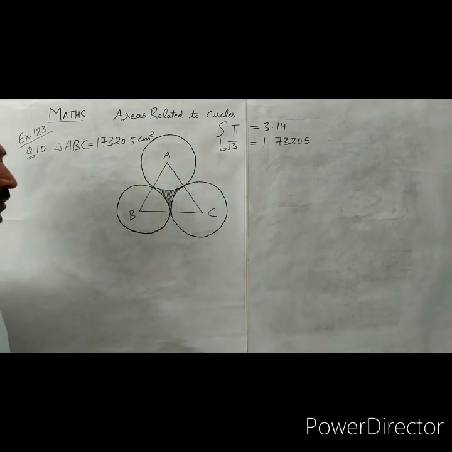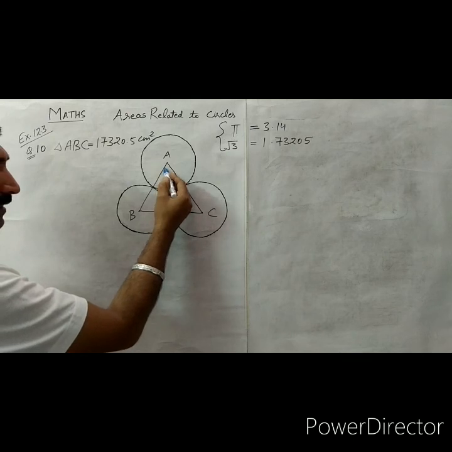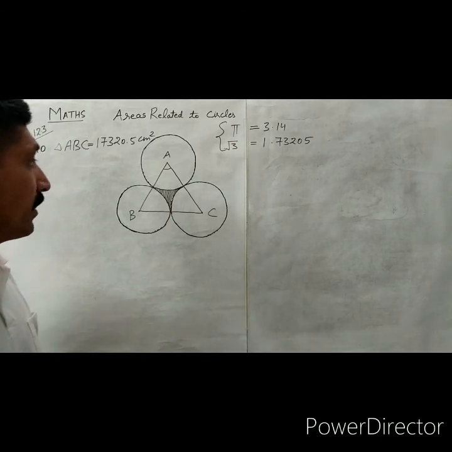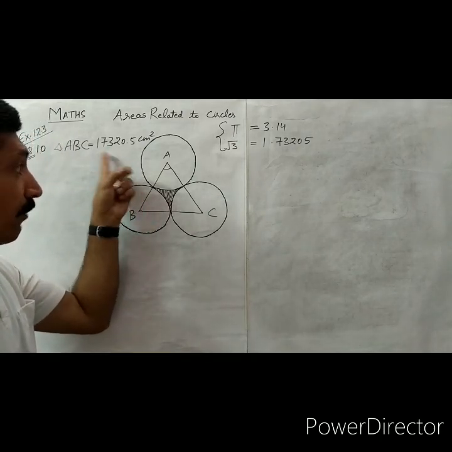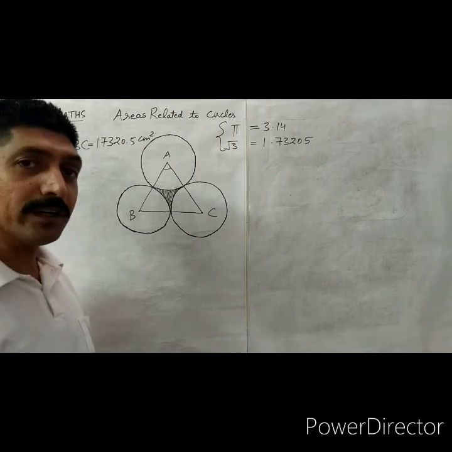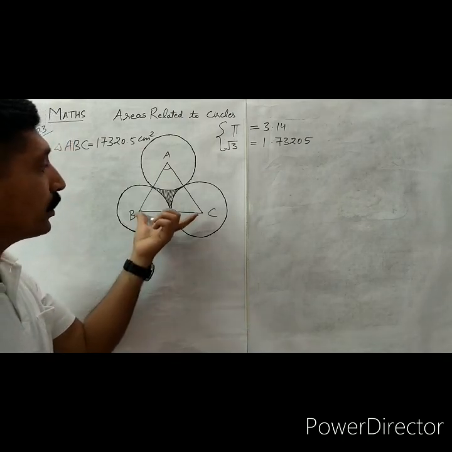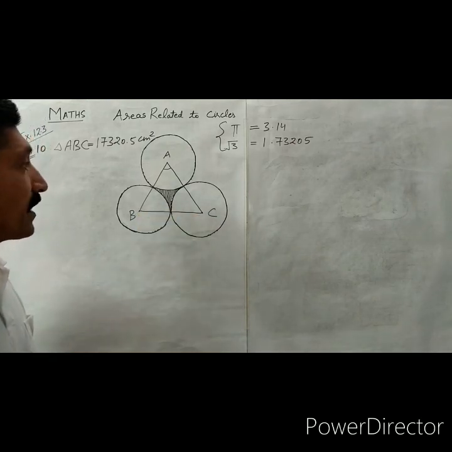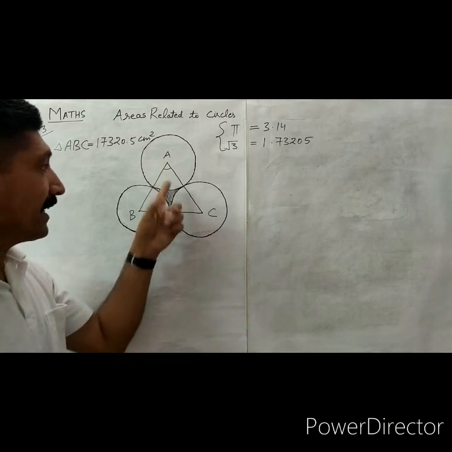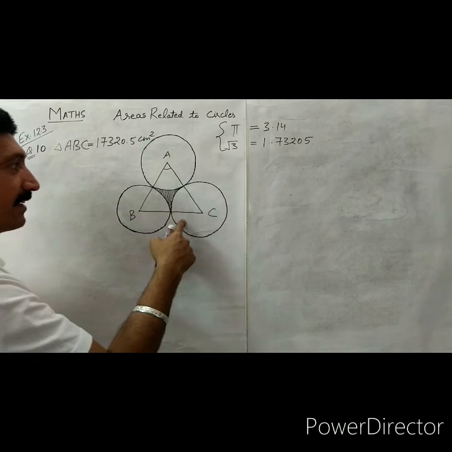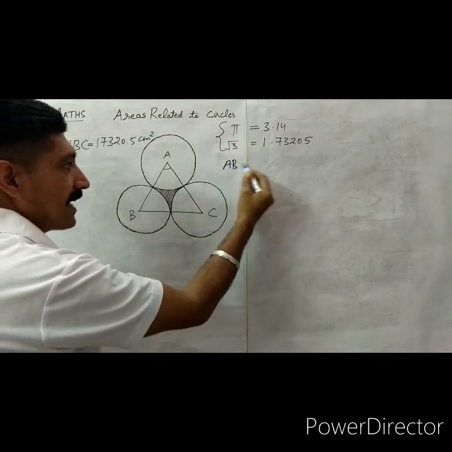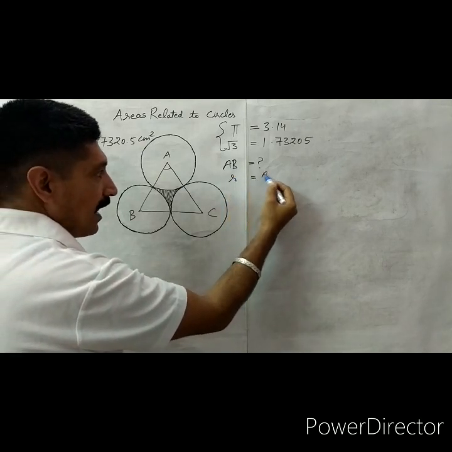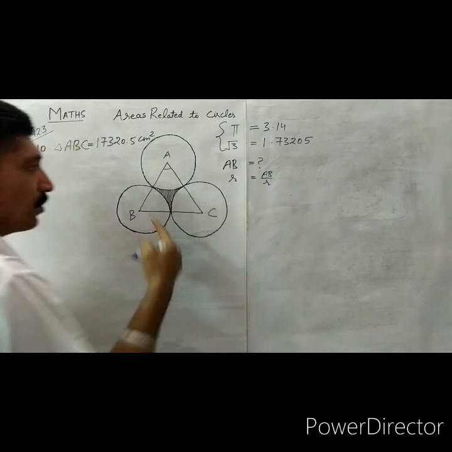To find the area of a sector, we know the angle of an equilateral triangle is always 60 degrees. We also know the area formula of an equilateral triangle is under root 3 upon 4 a square. So we need to find the side of triangle ABC. We will first find the side AB, and half of AB is the radius.